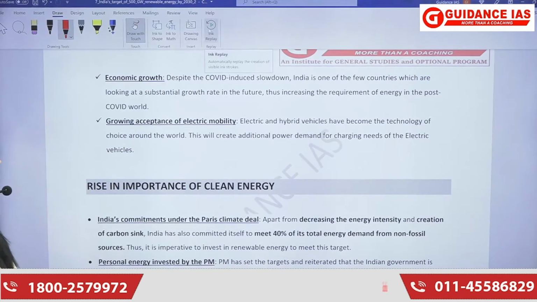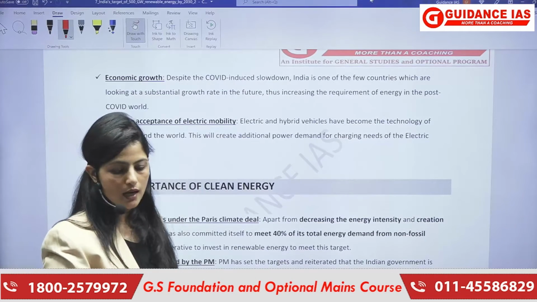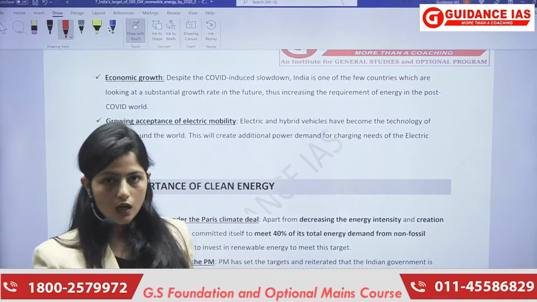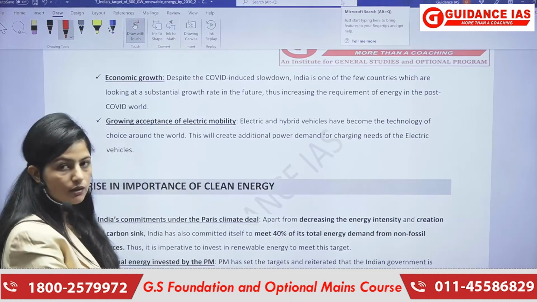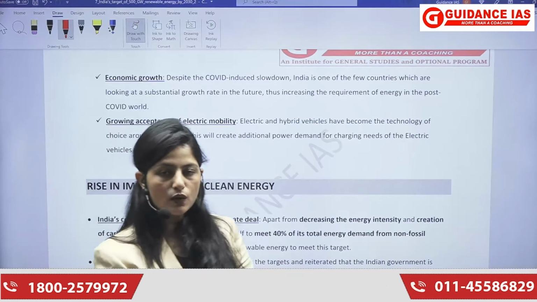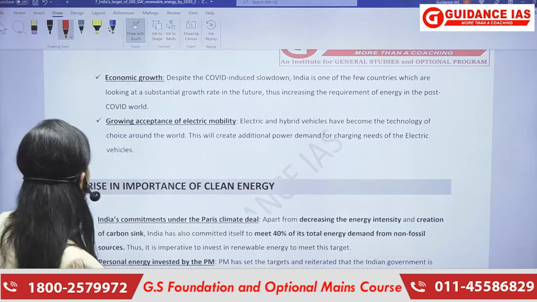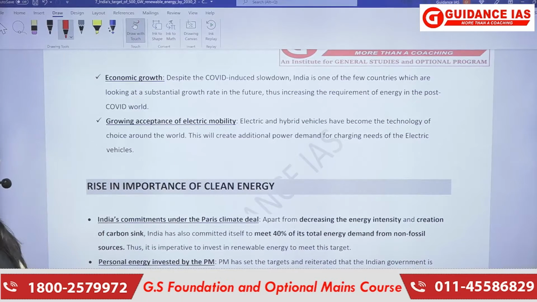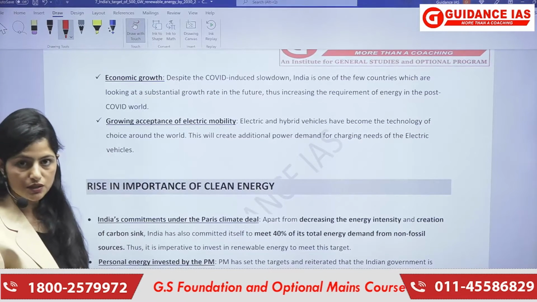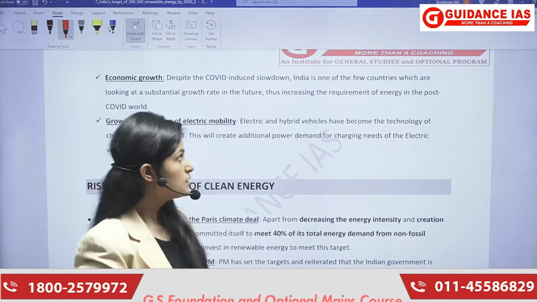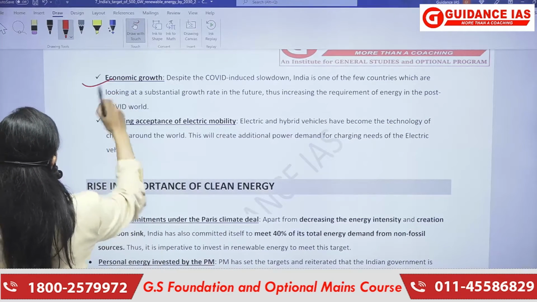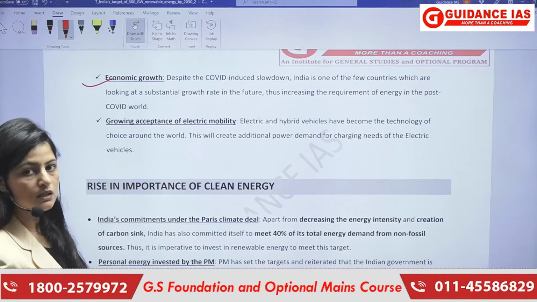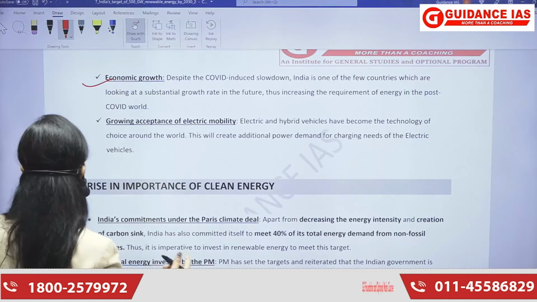We know that when there was COVID, there was a slowdown in the economy, but once everything got reduced, the economy started opening up. So definitely when it started opening up, there was more and more need of energy for the industry to grow more and more. In that regard also, as economic growth happened, we needed more and more energy for our economy to grow.